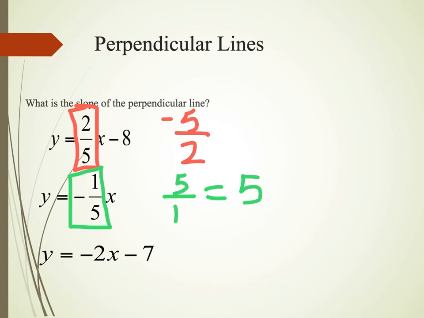Looking at this last one, negative 2 is my slope. If you don't know, another way to write negative 2 is negative 2 over 1. So if I flip it upside down, that becomes 1/2. And I'm going to have it be positive because I do the opposite sign. So it started out as negative, and then opposite of that is positive.